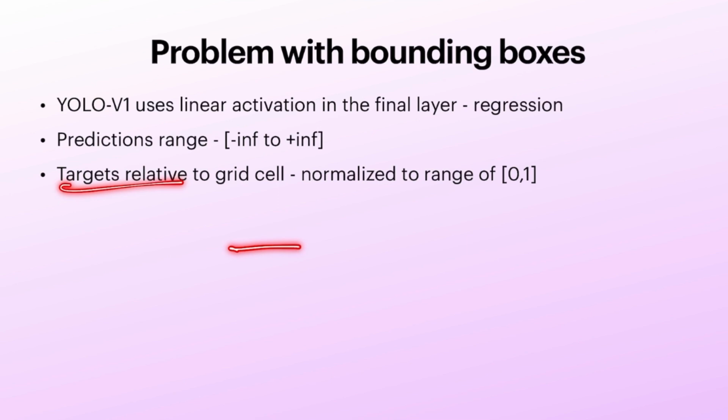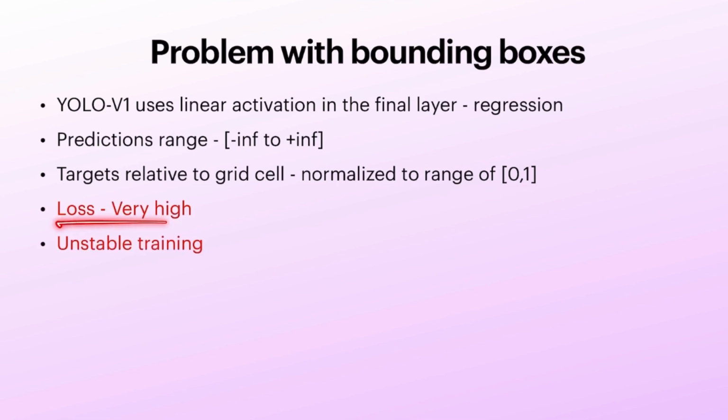Whereas in the targets, we have to predict everything with respect to the grid cell. This is the top left corner and this is my center of the object. I will have to calculate the offsets with respect to the grid cell like this. So the values are normalized between 0 and 1. Your predictions are ranging from -infinity to +infinity and your targets are 0 to 1. So you will have very high loss actually, which will cause unstable training.